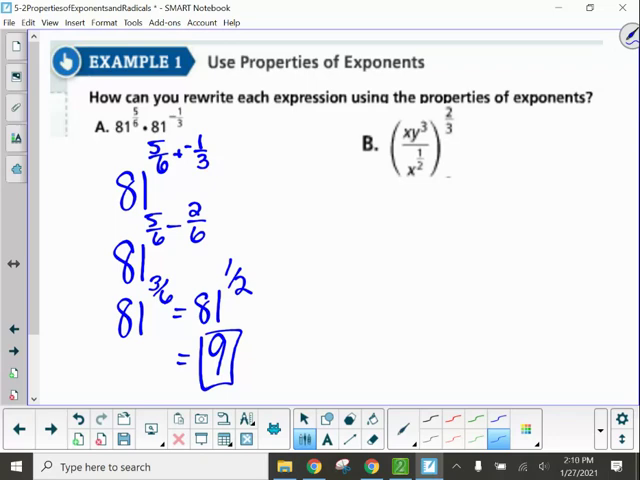Part B, I have a quotient, so I am going to simplify before I deal with distributing that 2/3 power. So for my x, I have an x to the first in the top and an x to the 1/2 in the bottom. So that's going to be x to the 1 minus 1/2 power. The y only has the one term, so that's going to stay y to the 3rd. Well, 1 minus 1/2 is 1/2.